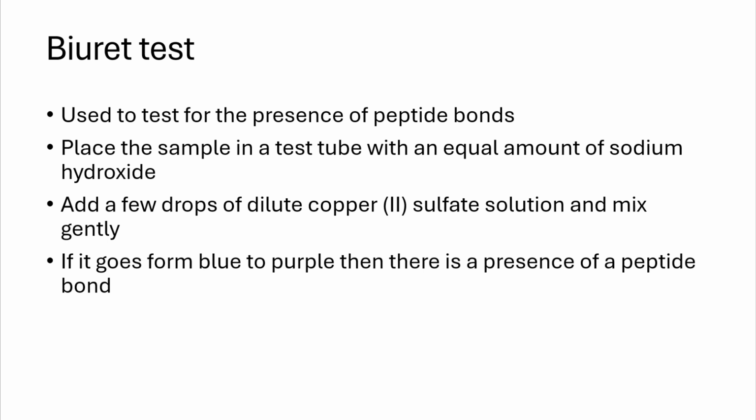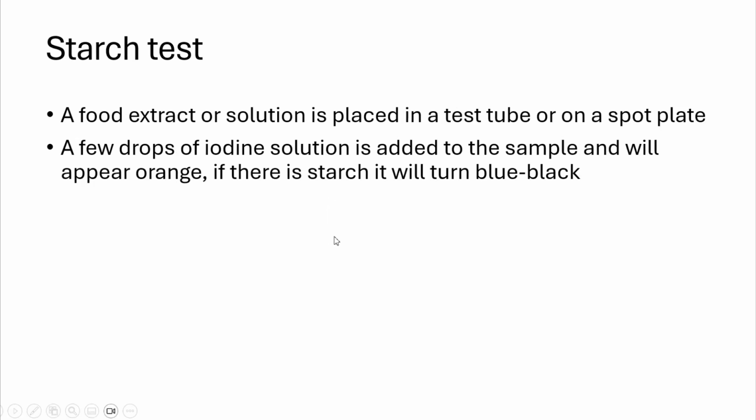And it goes from blue, because obviously copper sulfate is blue, to purple if there's a peptide bond. So if there's a protein, then it will go from blue to purple. All you need to do here is add the sample with sodium hydroxide, and then add a few drops of dilute copper sulfate and mix. That's it.